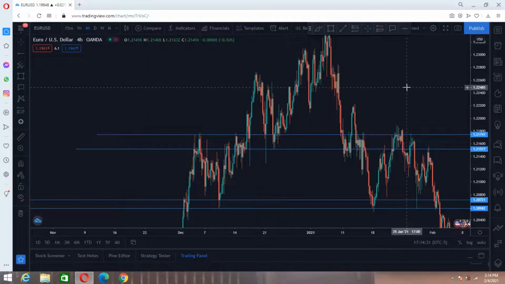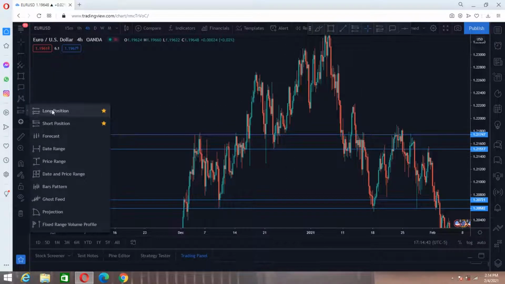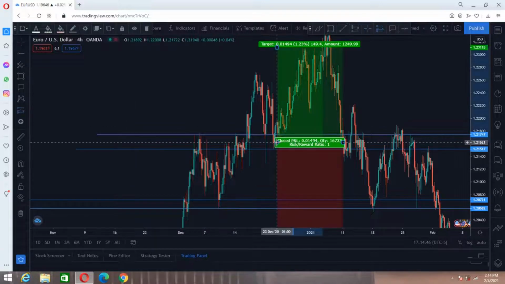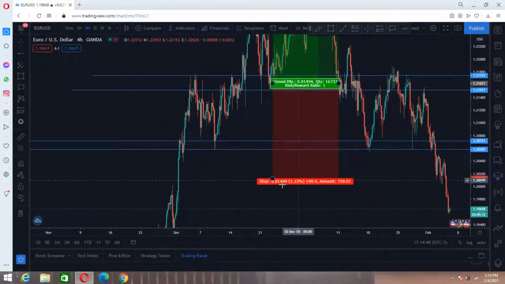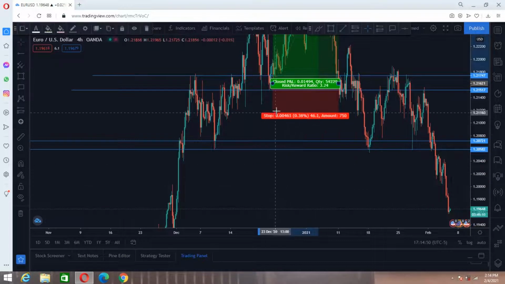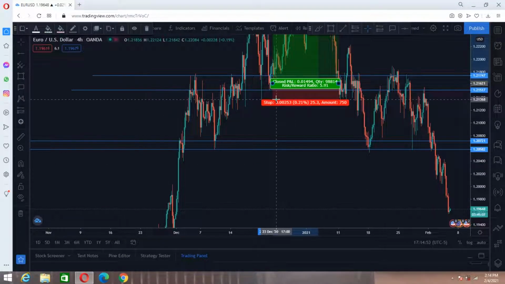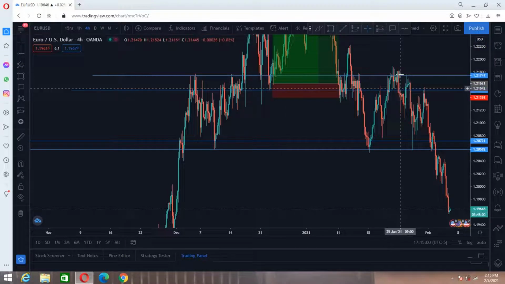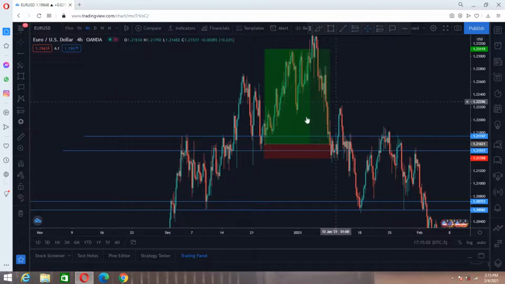So normally, let me just show you with this one. Yeah, here this one is a perfect example. It broke and came back for a retest, another retest. So I was going to enter the trade here. I saw that it rejected, long position. Normally it's 20 pips, so I normally use a 20 pip stop loss. So this is how I was going to enter my trade.